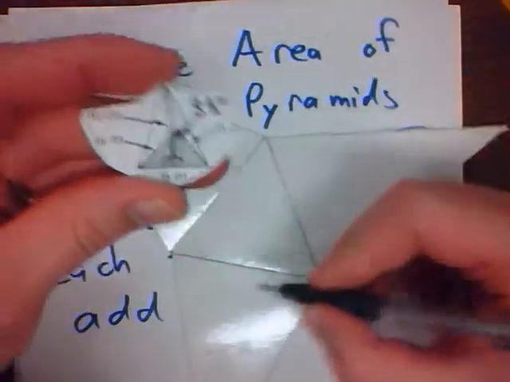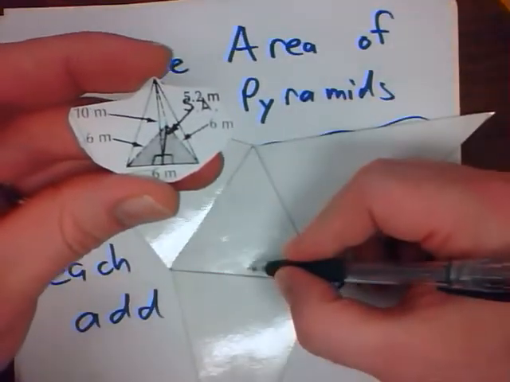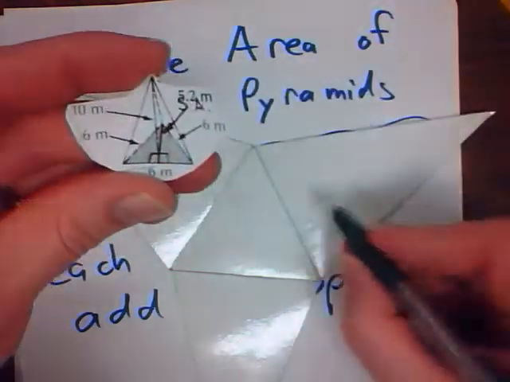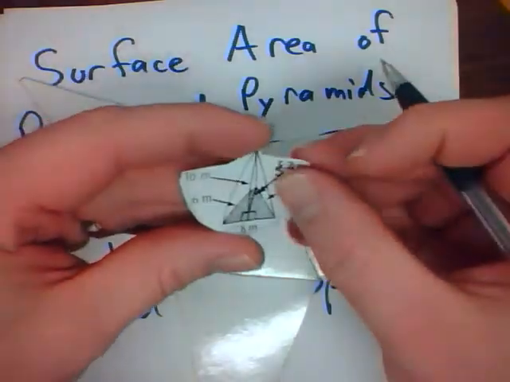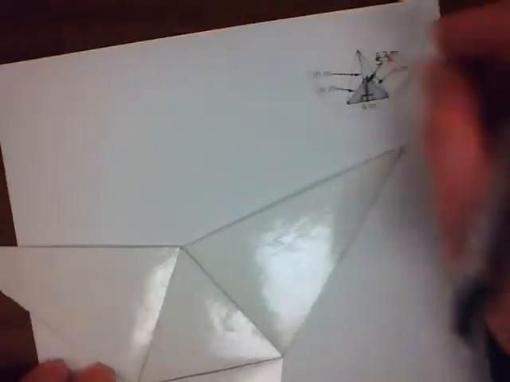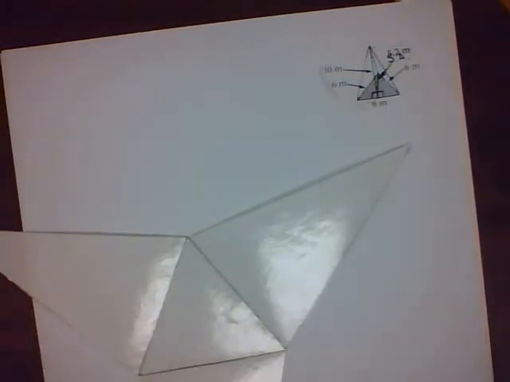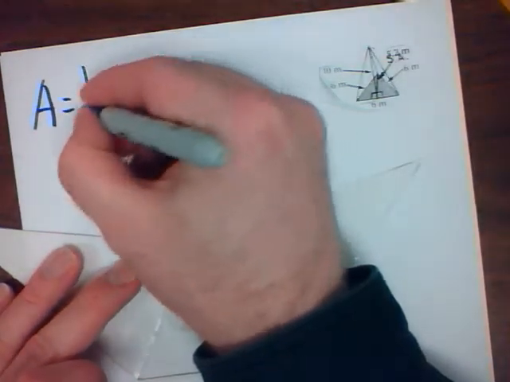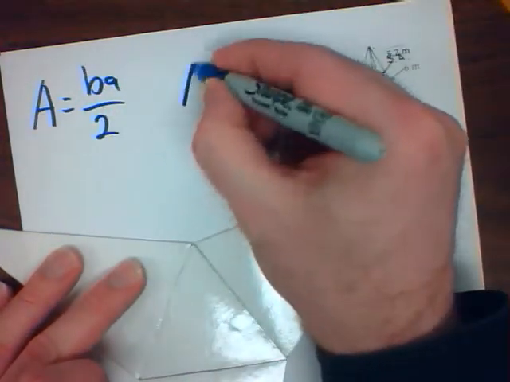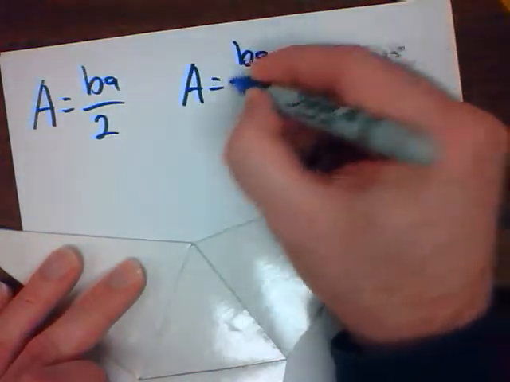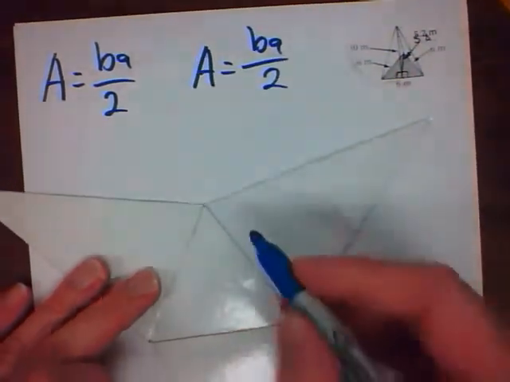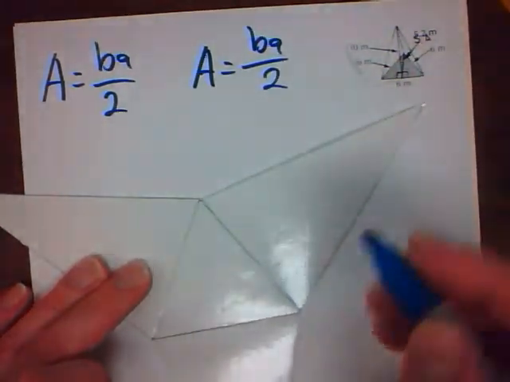So, see this line here? That is the altitude of this triangle. And then this line here is the altitude of that triangle. So, let's work through this problem. I know that I have two different kinds of triangles, so I need two triangle formulas. Now, I'll start with this smaller one here at the bottom.